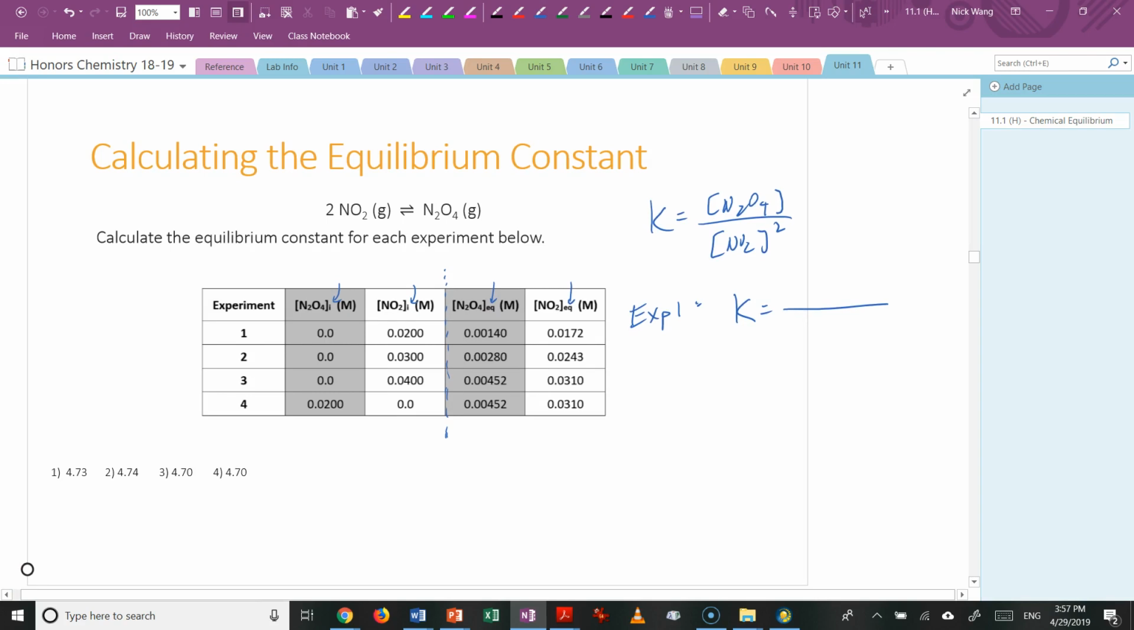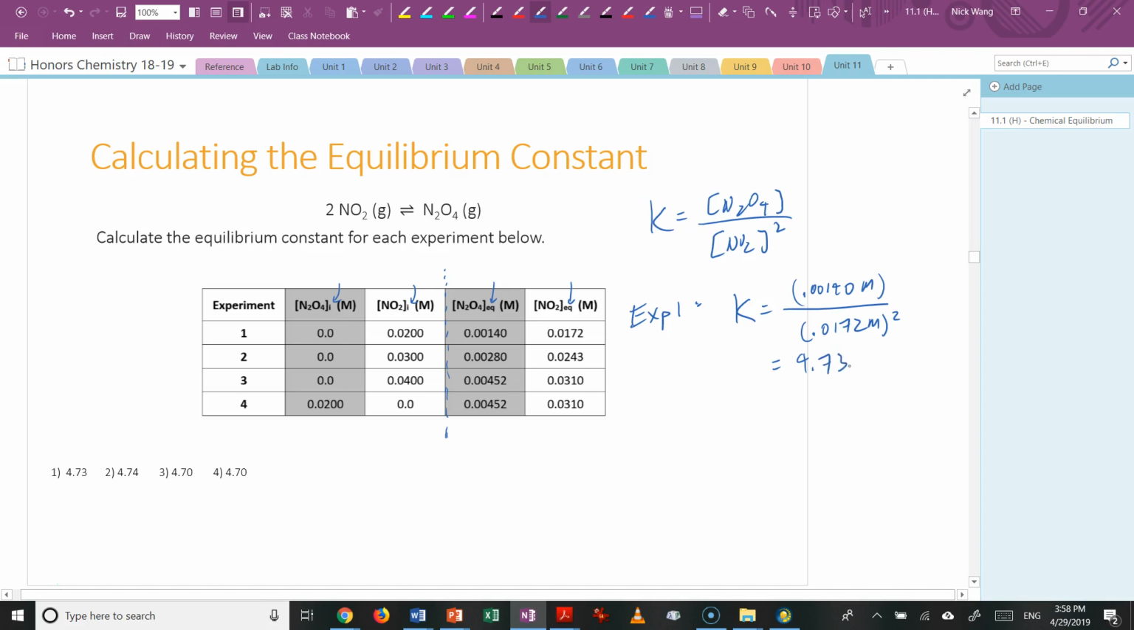Now, to make this happen, plug some numbers in. N2O4 on top. Let's look at experiment 1. That's going to be 0.00140 molar, all raised to the first power. And then over NO2 at equilibrium, 0.0172 molar squared. And then basically do some math. Plug your numbers in the calculator and make sure you follow significant figures. The result of this should end up being 4.73.